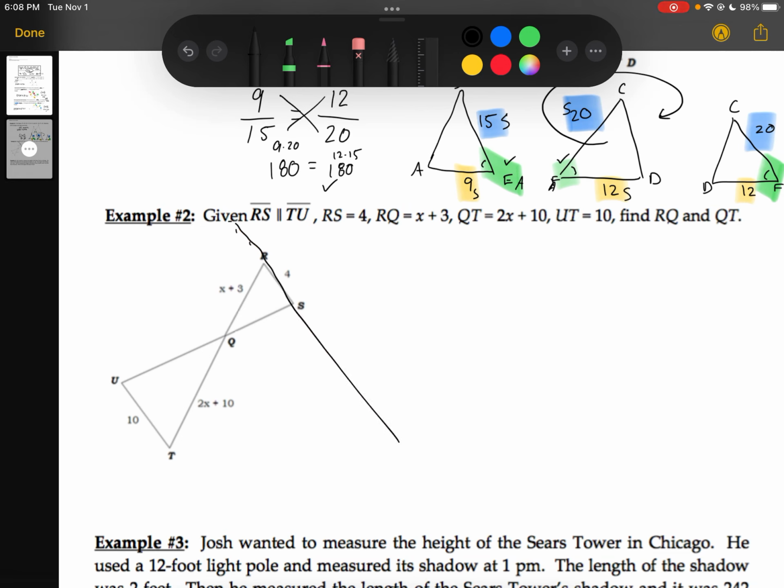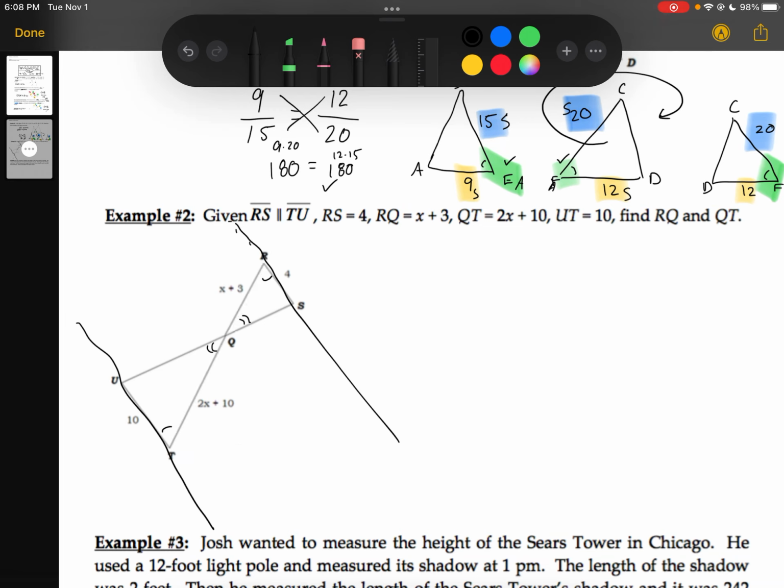All right, so first thing, they tell us that RS and TU, so this line here and this line here, are parallel lines. So remember, when we have transversals that go through parallel lines, we actually know quite a bit about the angles that go through them. If we just focus on these, we know that we have some alternate interior angles here. So these should be similar. We have some vertical angles here. So these should be similar.